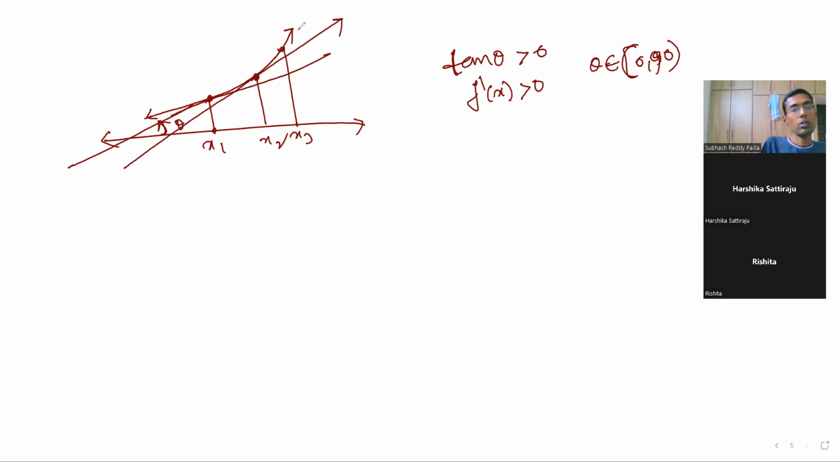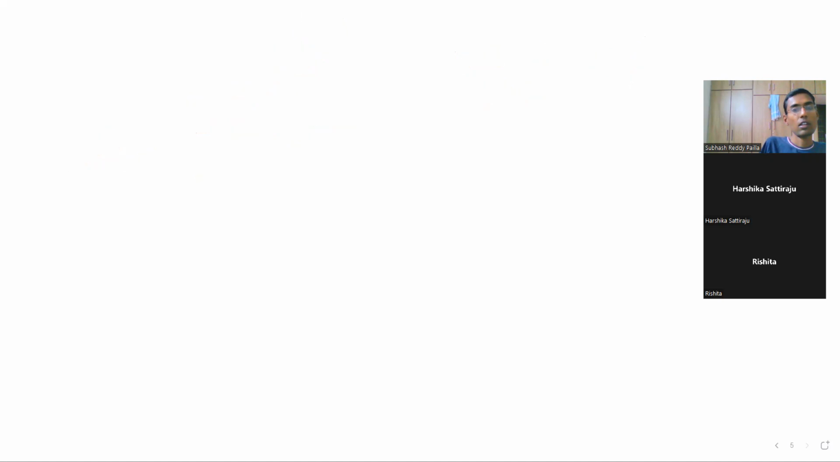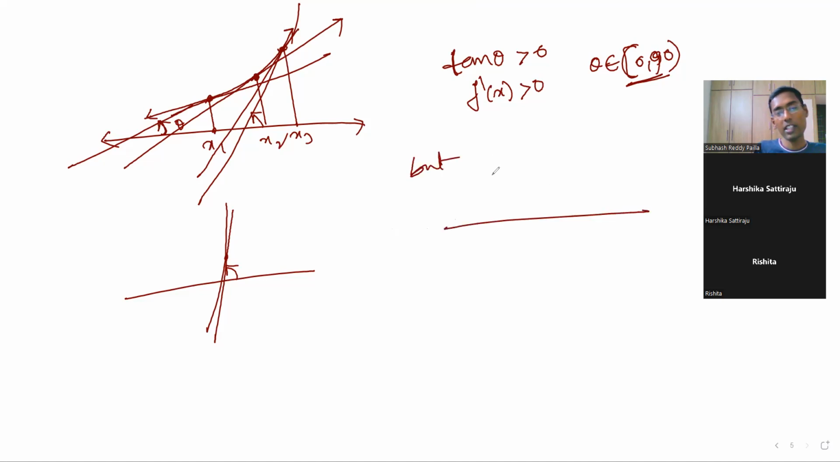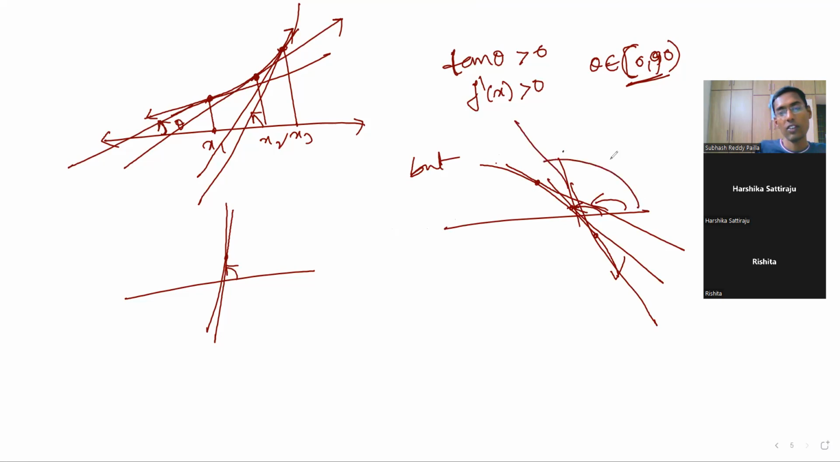Here also you draw. As it is increasing faster, even if it is going like this, the angle is still less than 90 degrees. But for decreasing, what will happen? Let's say it is decreasing. Draw the tangent anywhere. What will happen? What is happening here? What is the angle?